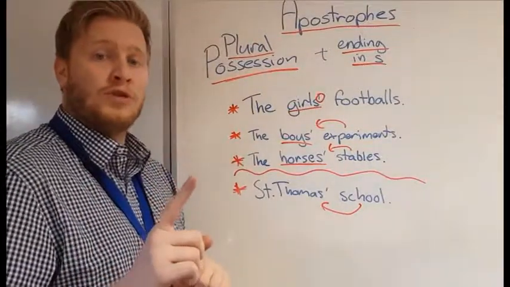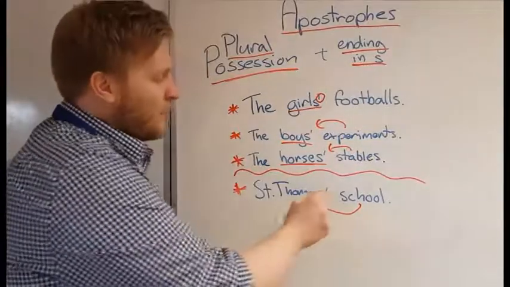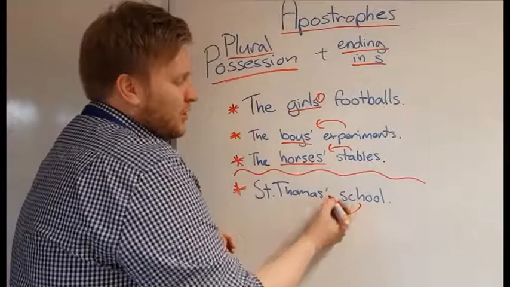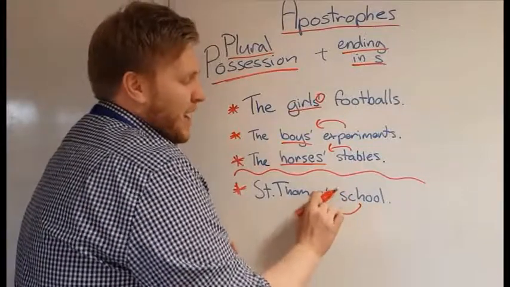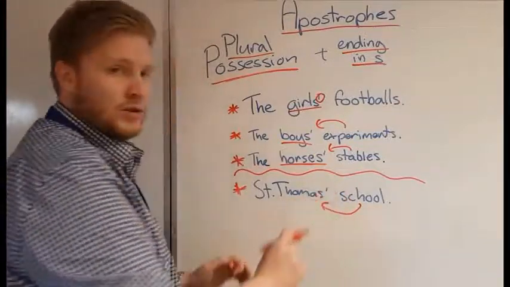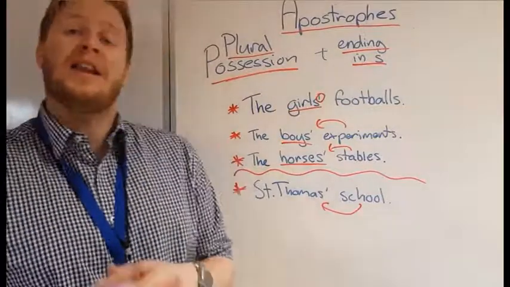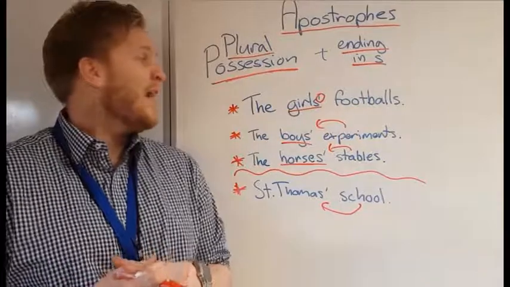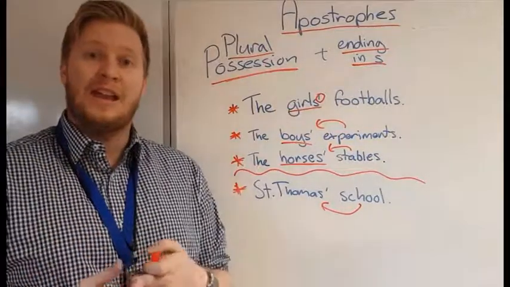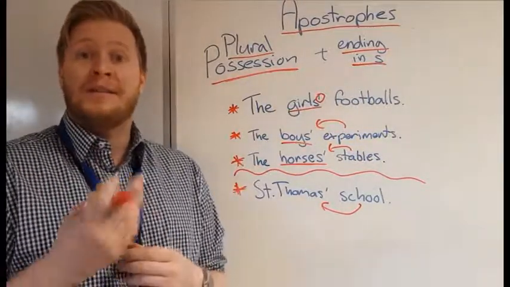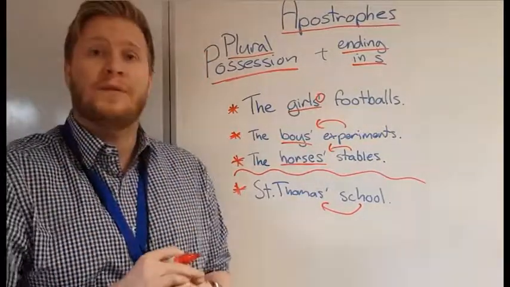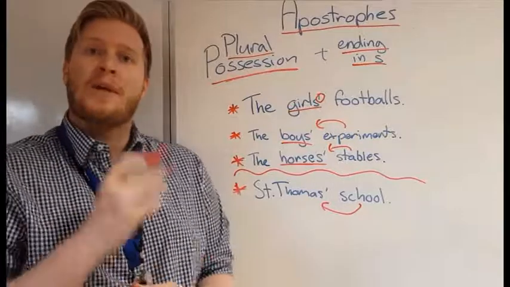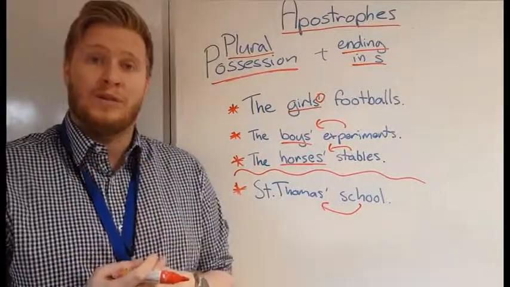Thomas who owns the school, but the word ends in an S. So we don't do St. Thomas apostrophe S, we add the apostrophe afterwards. So a good rule of thumb, and you'll be right most of the time, I would say, is if the word ends in S and you're trying to make it possessive, we add the apostrophe afterwards. So if we're saying the word afterwards belongs to them, then we add the apostrophe afterwards.